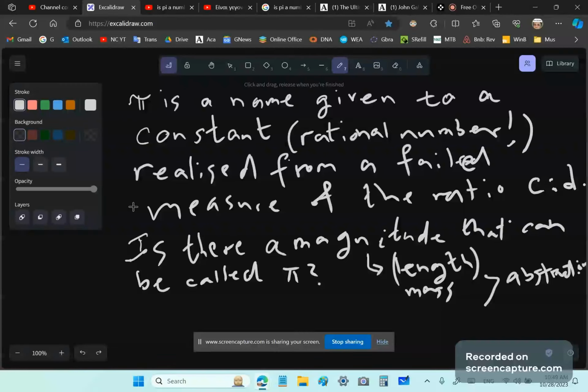Okay. To be a number means to be rational. So pi is realized from a failed measure of this ratio. So you can take any circle, a small one, a bigger one, and even a bigger one, and then try to measure the circumference using the diameter. Okay. In other words, what you're doing is you're abstracting the measure. You're saying, you know what? I don't care about the length of the unit.